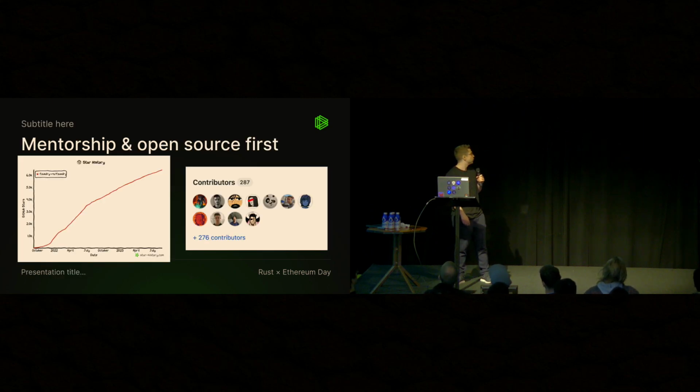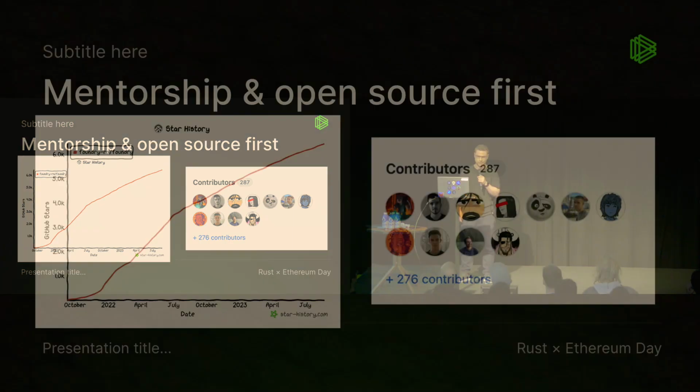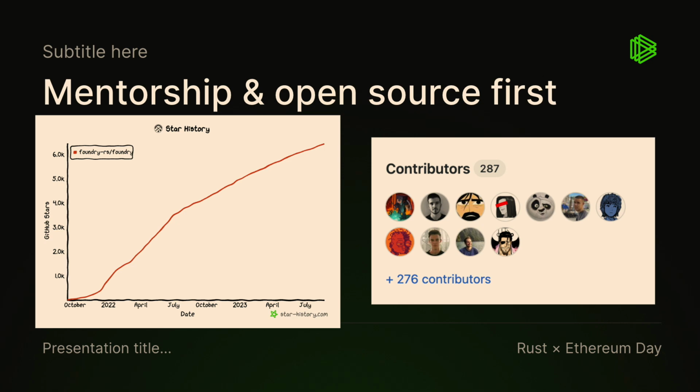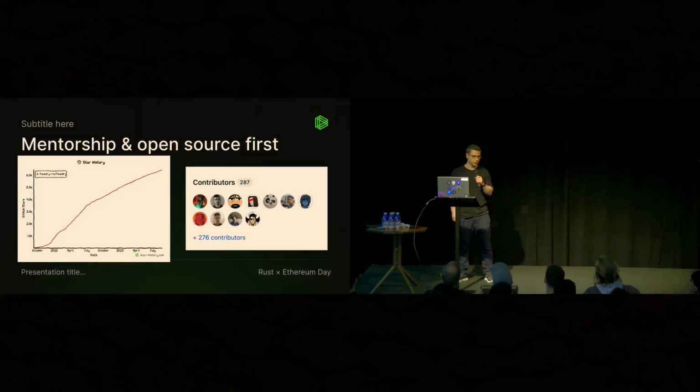Just to give you a brief overview about the star history, because it's really nice. We hit 6K a few weeks ago, but more important, we are almost at 300 contributors. We try to be as open-minded as possible when triaging new issues and feature requests, and help those contributors land their first PR in Foundry.